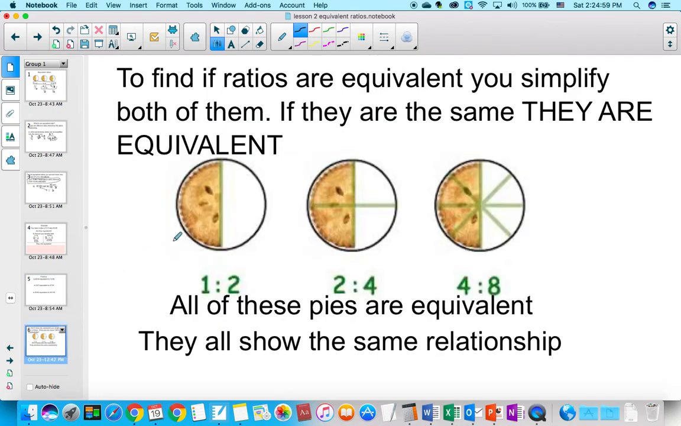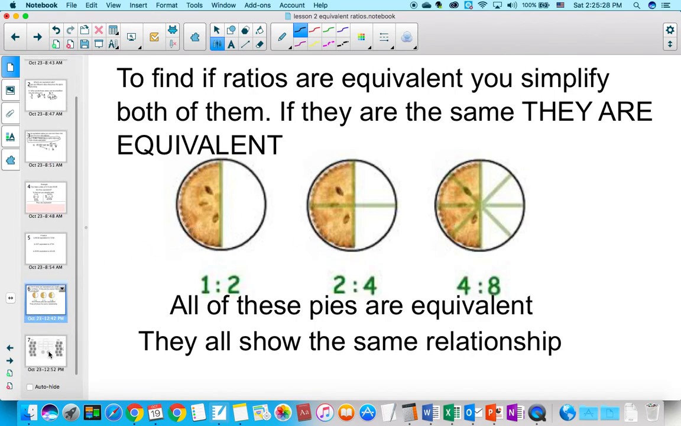So to find ratios that are equivalent, you simplify both of them. If they turn into the same ratio, then you say that they are equivalent. Just like in our first example we showed on the title page, all of these pies are equivalent because they all show the same relationship. If you simplify 2 to 4 and 4 to 8, you would get 1 to 2 for each of these. And so you say that they are equivalent. They represent the same relationship.